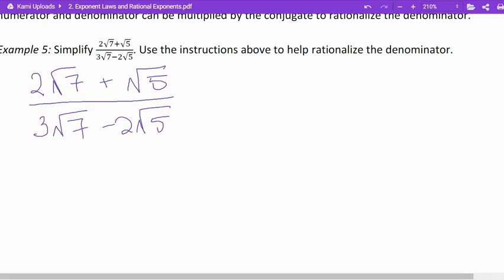All right. So can we rationalize this denominator? Absolutely. We will rationalize it. Let's write it down. Rationalize denominator, meaning get rid of the radical signs.